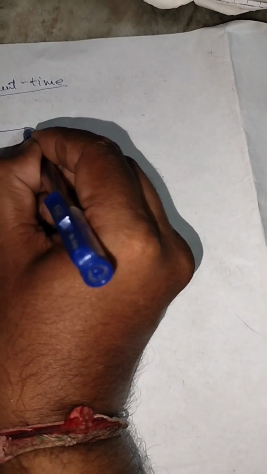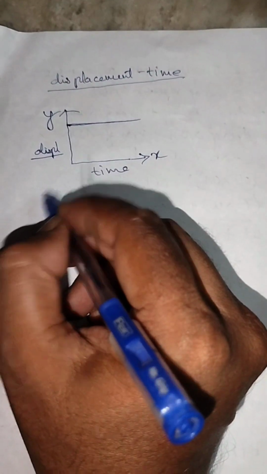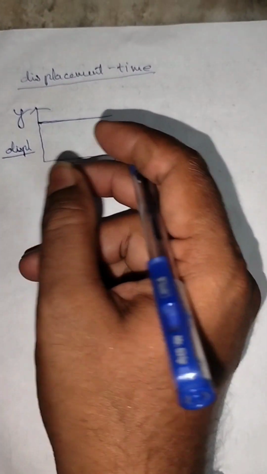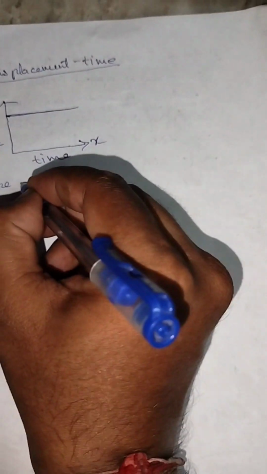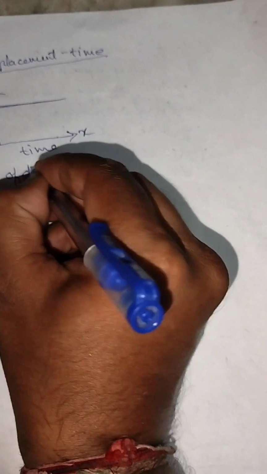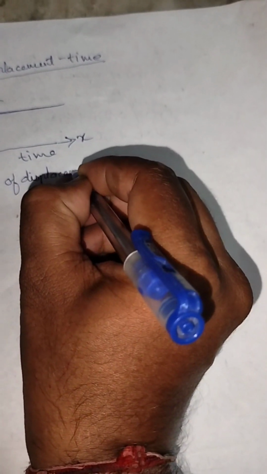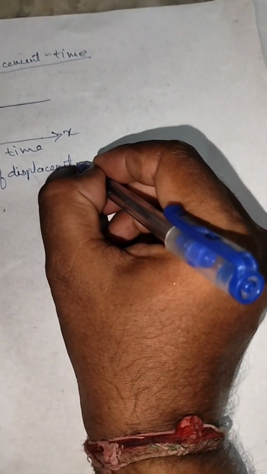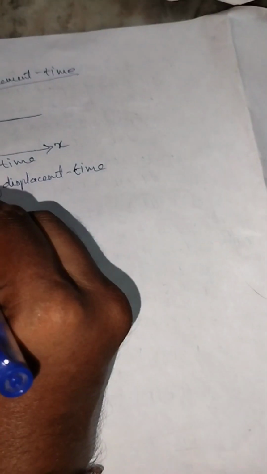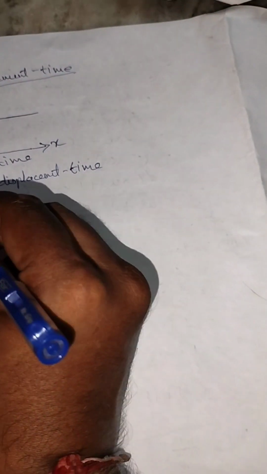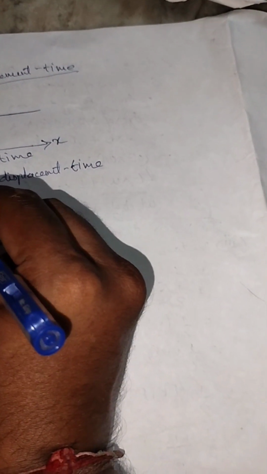If it is a straight line, now I would like to know the behavior of the slope of the displacement time graph. So what is the slope of the displacement time graph? The slope will always represent a constant velocity.